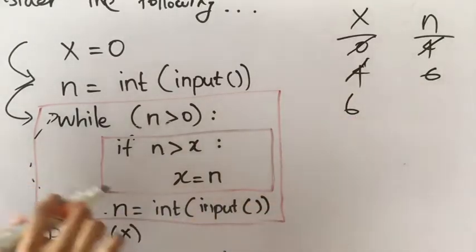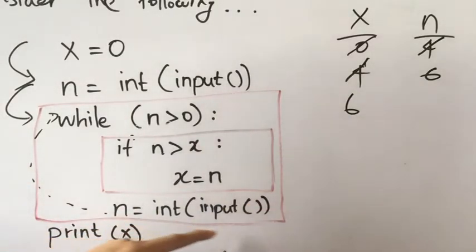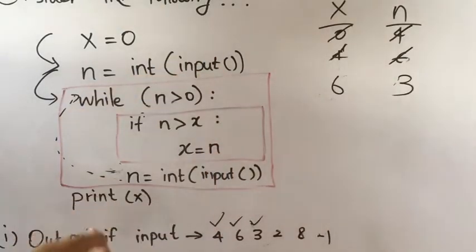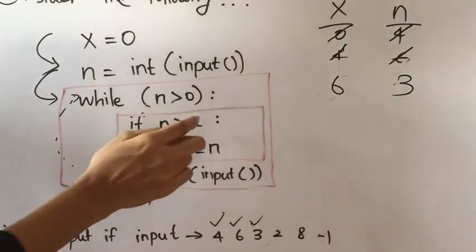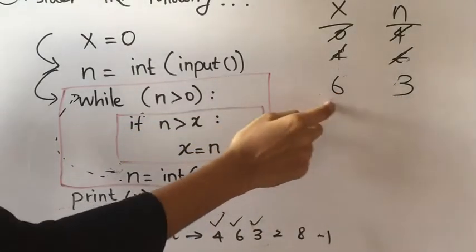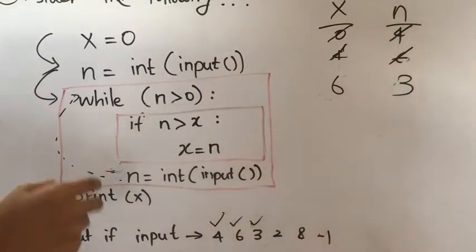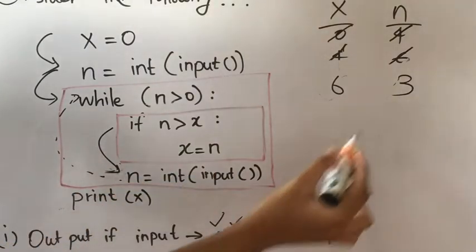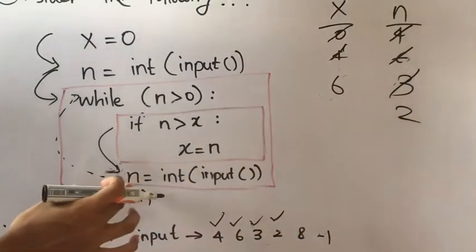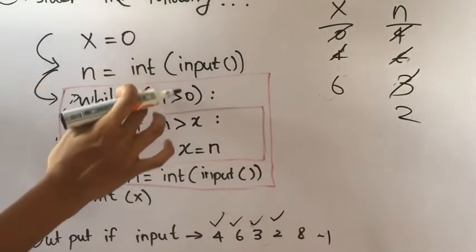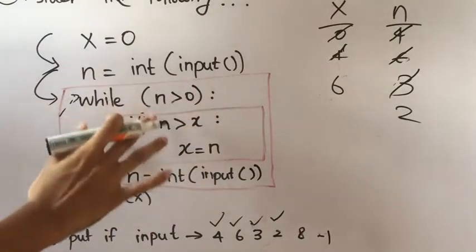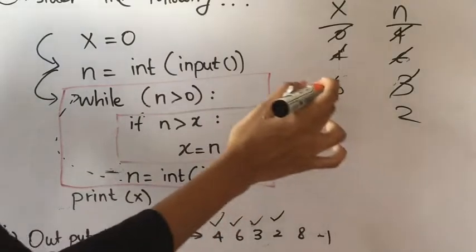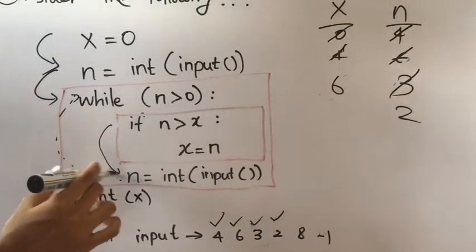Right. Okay. And then we are going to get the other input, which is 3. n becomes 3. 3 is greater than 0. Yes, then it will go in. 3 is greater than x, 3 is greater than 6. No. So it will come out of this if block and go to the next statement. We are going to get the next input, which is 2. Now n is 2, so it will go to the top again. Now it will check 2 is greater than 0. Yes. Then if 2 is greater than x, 2 is greater than 6. No. So again it will come out of this.